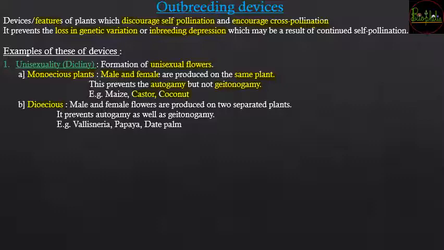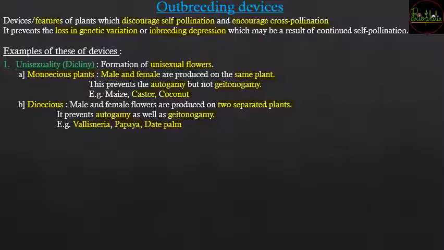Then dioecious plants में क्या होता है? Male and female flowers are going to be produced on two separate plants. अब two separate plants आ गए यानी genetic composition is going to differ. So that is going to prevent autogamy as well as geitonogamy. So a question can come to you कि which plants have a condition wherein autogamy and geitonogamy are prevented. So examples are going to be Vallisneria, papaya and date palm.